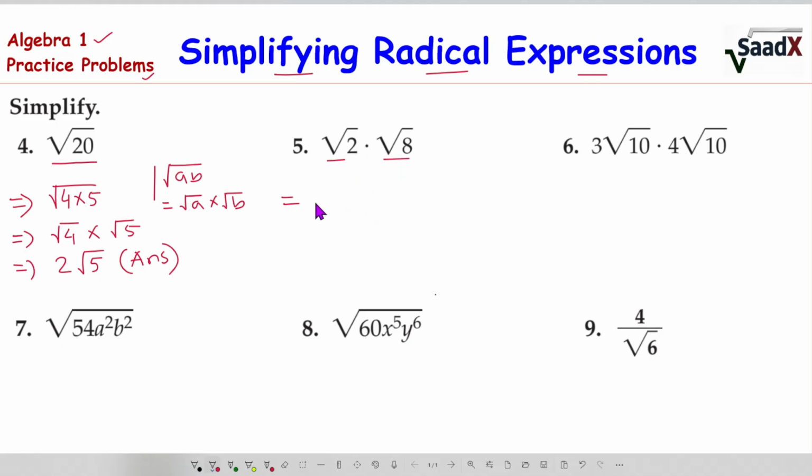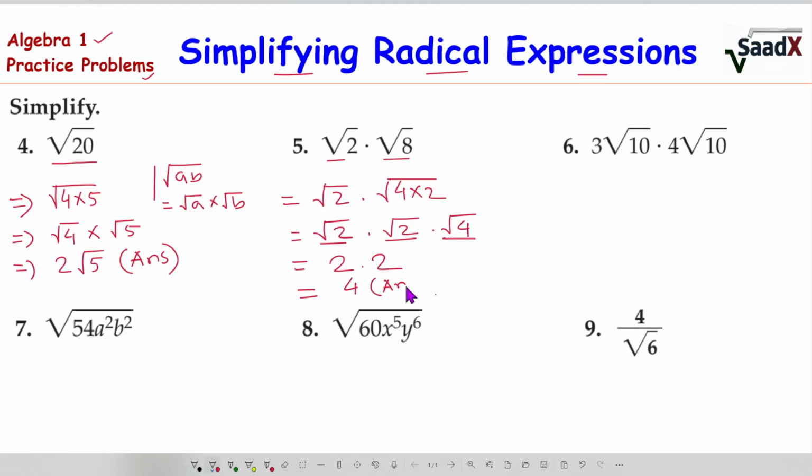Next one, root 2 times root 8. We can write root 2 times this root 8, which we can write as 4 times 2. That means root 2 times root 2 times root 4. So this root 2 and this root 2 will become 2, times root 4 means 2. So our answer is 2 times 2, which is 4. This is our answer.